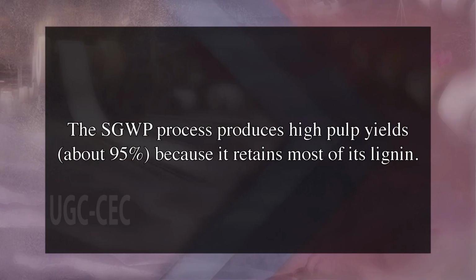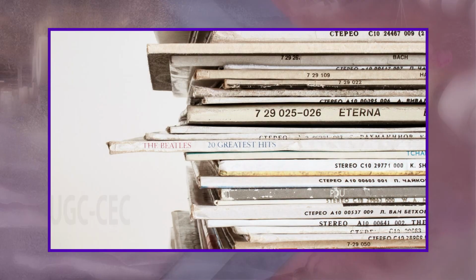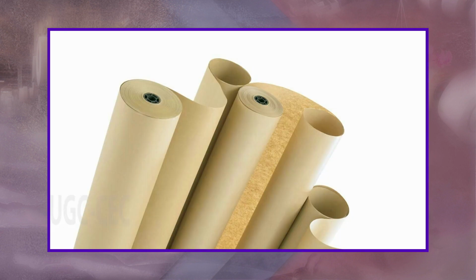The SGWP process produces high pulp yields, about 95%, because it retains most of its lignin. Generally, paper produced through this process has low strength, discolors easily as it ages or when exposed to light. This ground pulp is utilized in making low-grade products such as newsprints, magazines, printing paper, and low-cost grade packaging paper.